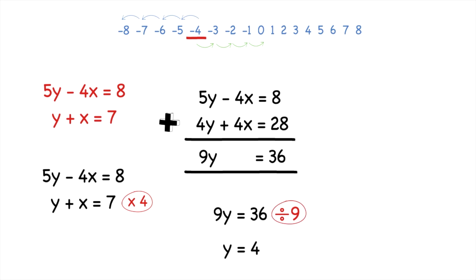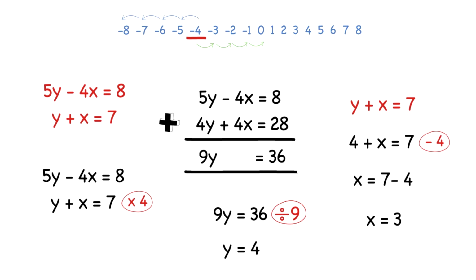So now I'm going to take one of my equations and replace the y with a 4, because we've just figured out what that is. If y plus x equals 7, then 4 plus x equals 7. I can put that 4 on the right-hand side by changing its sign. So now x equals 7 minus 4. Therefore, x equals 3.